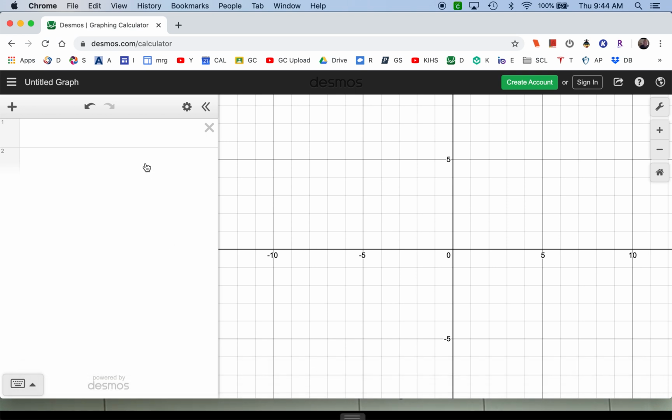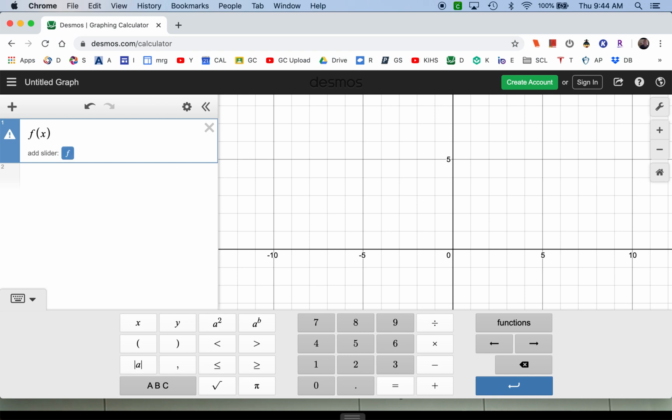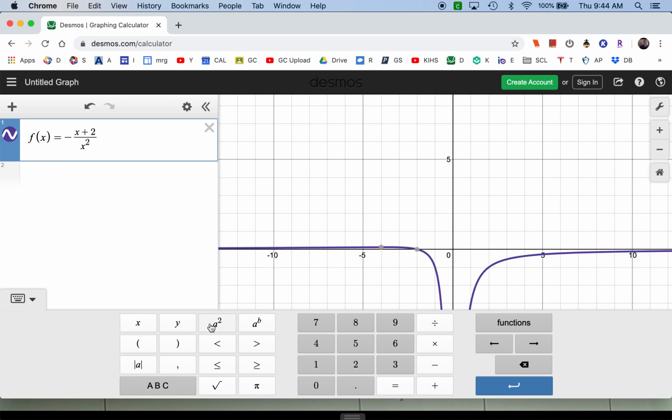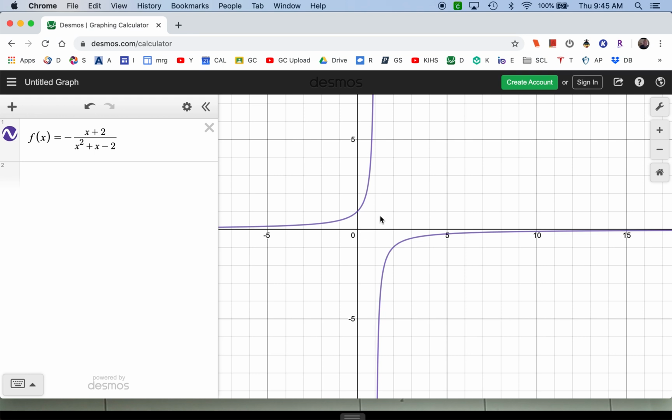The next one, we have a negative fraction, x plus 2, and then x squared plus x subtract 2. All right, so type it in. I want to know what's happening at 1. So at 1, I want you to know there's an asymptote right here at 1. One side goes up, the other side goes down. Now, what's happening only on the left? Well, on the left, it goes up. So an answer we can give to the limit on the left is infinity.